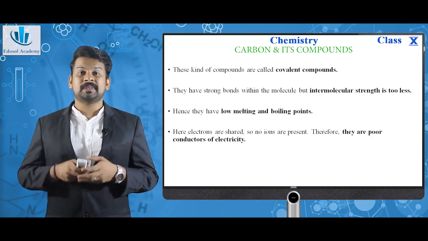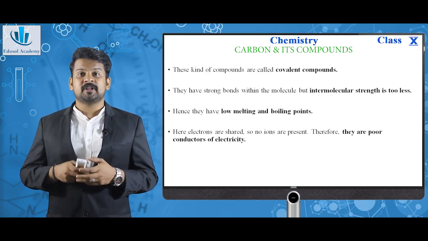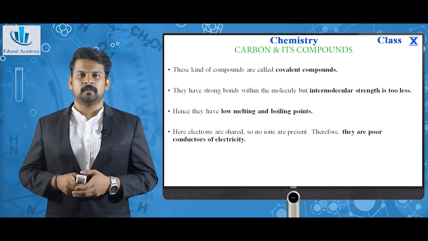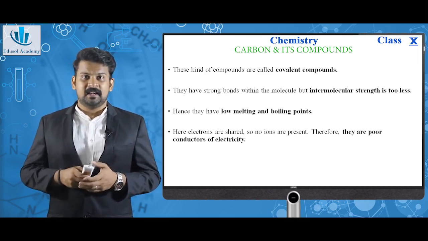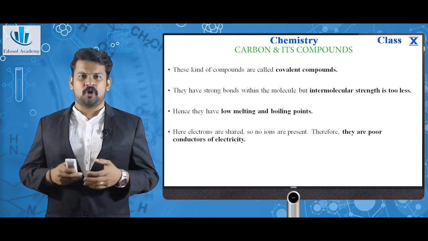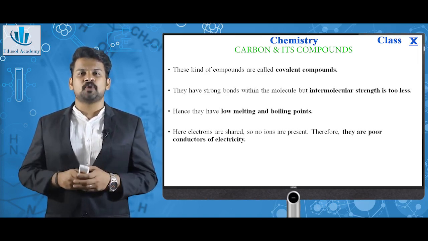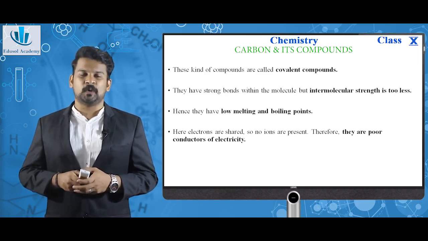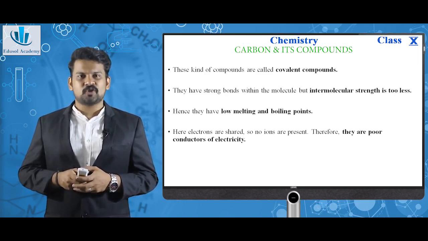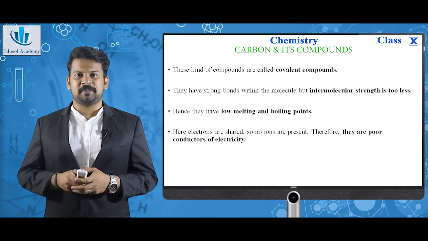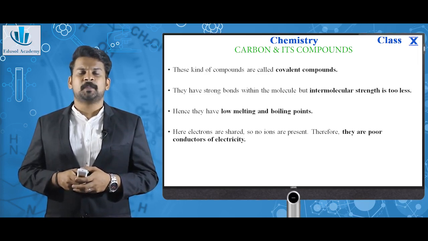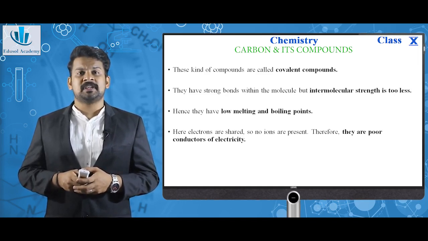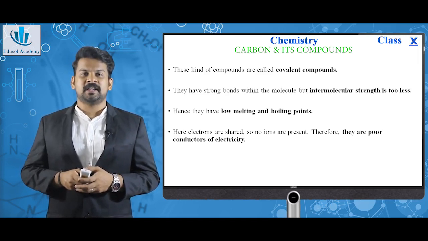They have strong bonds within the molecule, but intermolecular bond strength is too low, which means a single molecule is very strong, but 2 molecules together are not. Therefore, their boiling points and melting points are really low. Here, electrons are shared, so no ions are present. Therefore, these are poor conductors of electricity. For electricity to conduct, ions must be able to flow freely. Here, it is not possible.